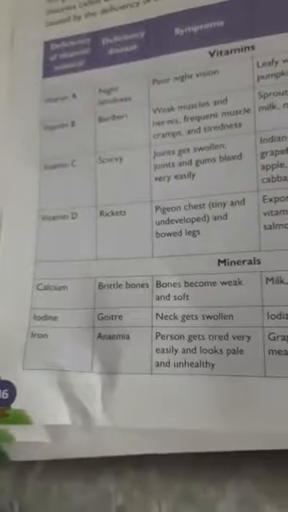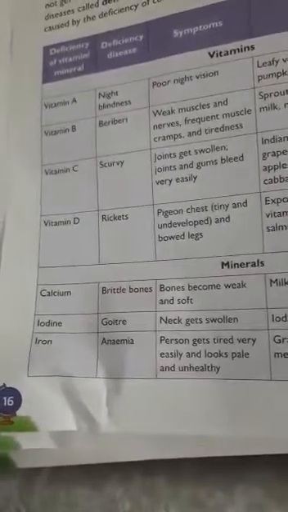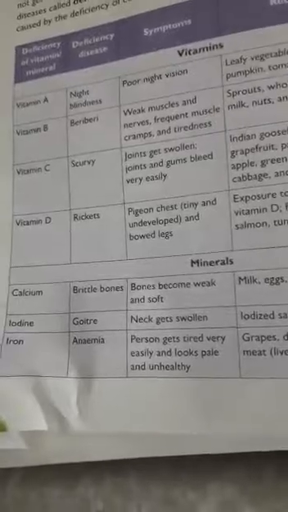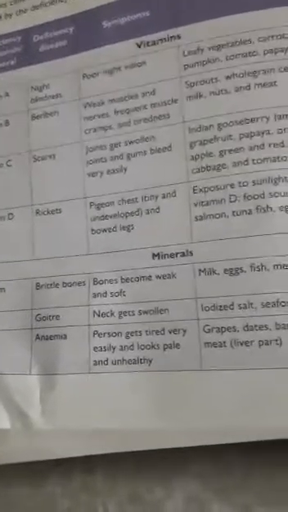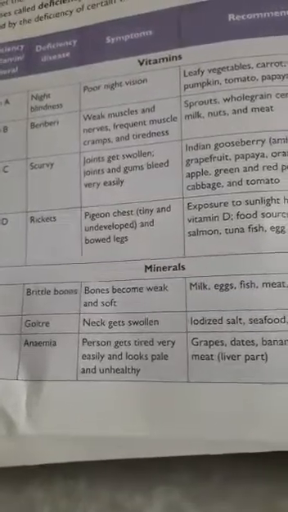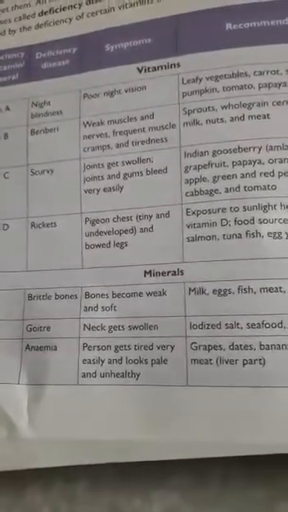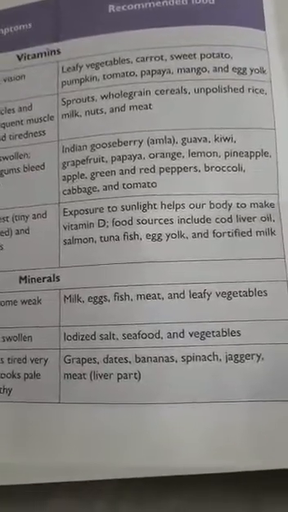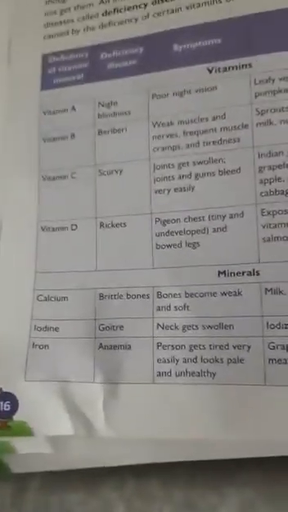Next is the mineral iodine. Deficiency of iodine causes goiter disease. In goiter disease, what happens? The neck gets swollen. We feel some swelling on the neck part. Iodized salt, seafood, and vegetables are the sources of iodine.